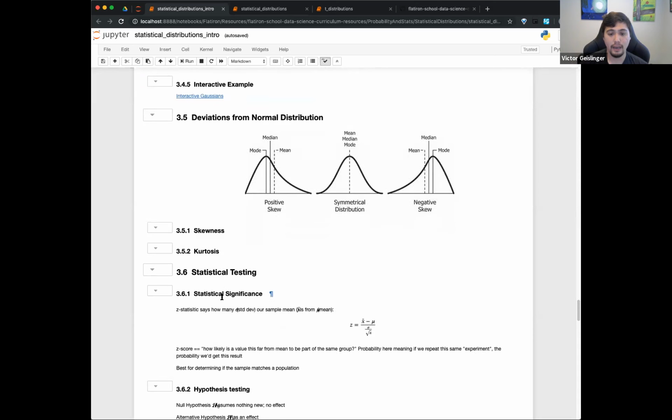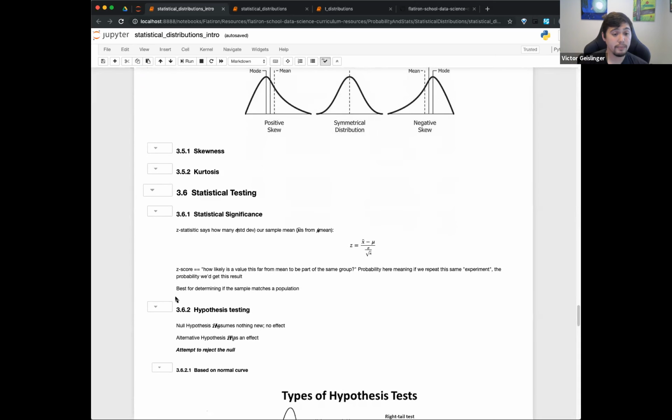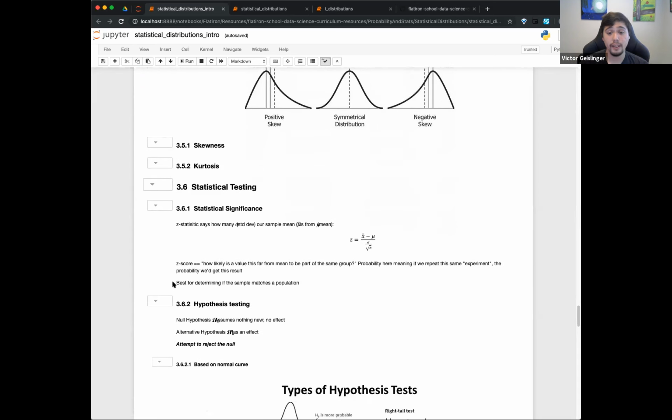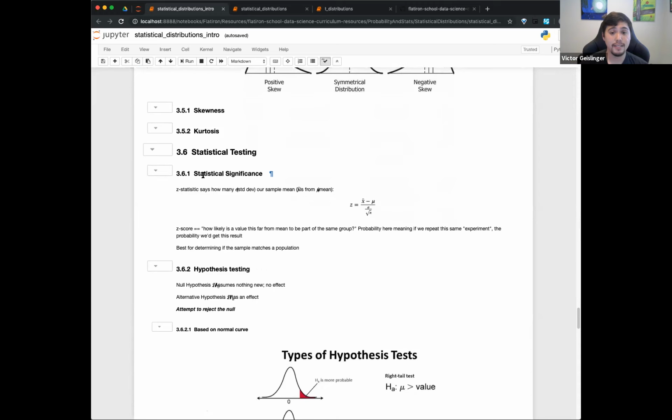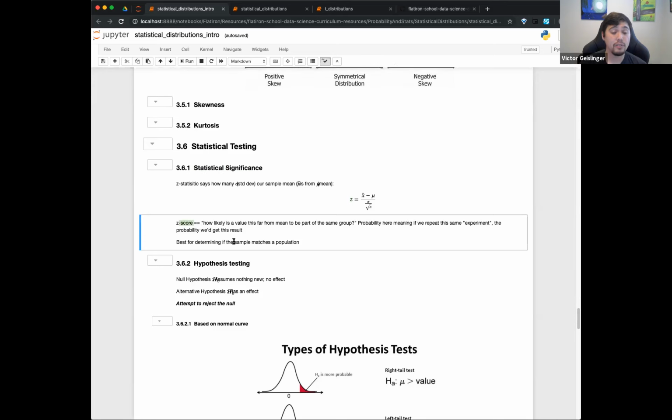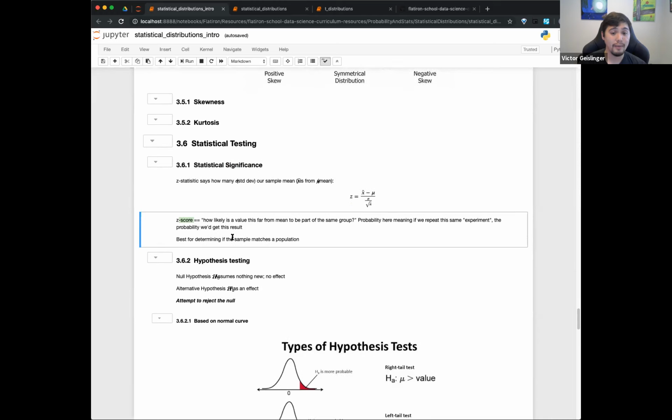Statistical tests. This one I went through very quickly. We'll see this again when we actually do A/B testing and other hypothesis testing, but I'm mentioning it right now. Statistical significance: using the z-score, we want to see, okay, we're 2.3 standard deviations from the mean. How likely is that? How likely would that happen? And how likely it is, is essentially our p-value, which we've mentioned before.